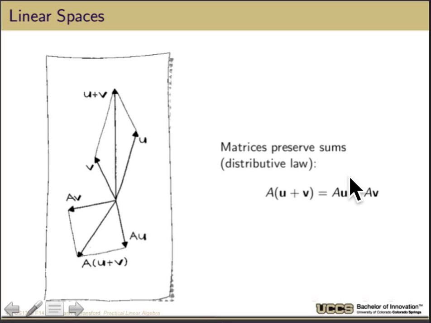And in general, linear spaces preserve another important thing, that is the distributive law. So A times (U plus V) is the same as A times U plus A times V. And again, we can think of that diagrammatically. When I have U plus V, that gives me this vector here, and I can apply the matrix A to it, which might bring me down here. And I could also apply A to V and A to U, and then when I combine them, I'm going to get the same final answer.